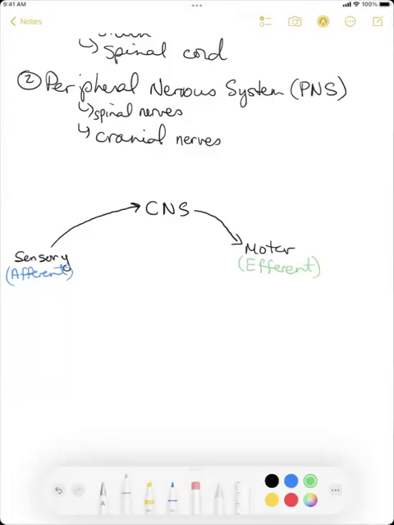Now, I say the words afferent and efferent differently on purpose so that you don't get confused, because a lot of people will say efferent, but it's hard to tell the difference between whether someone's saying efferent or afferent if you speak quickly. So I will always say afferent versus efferent, just to distinguish between the two.